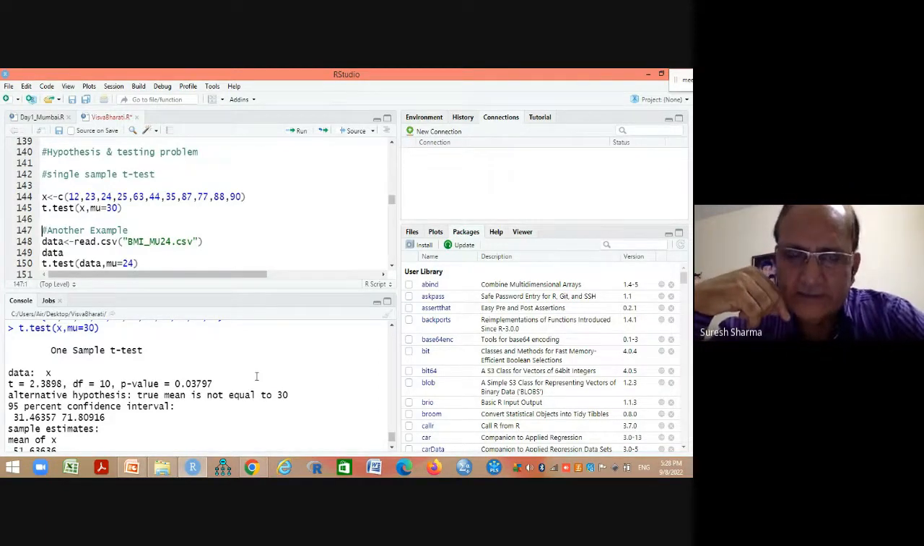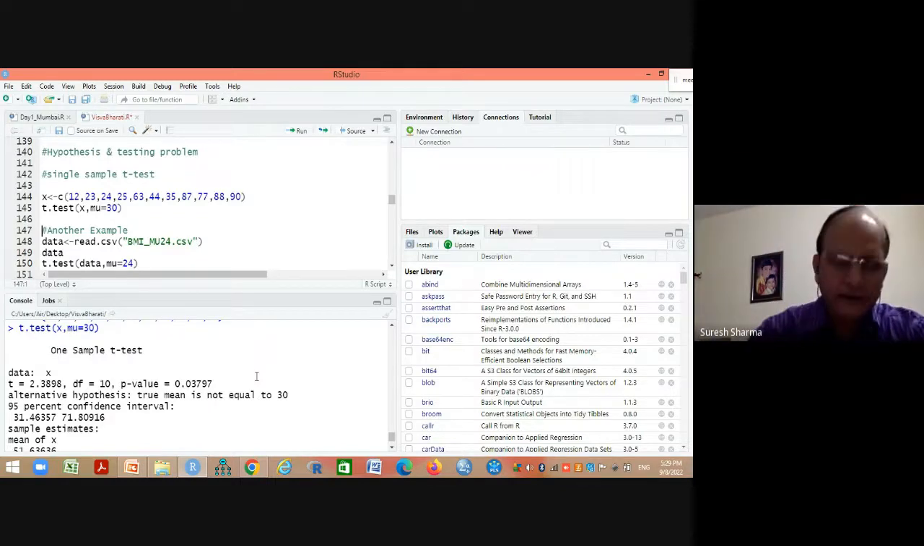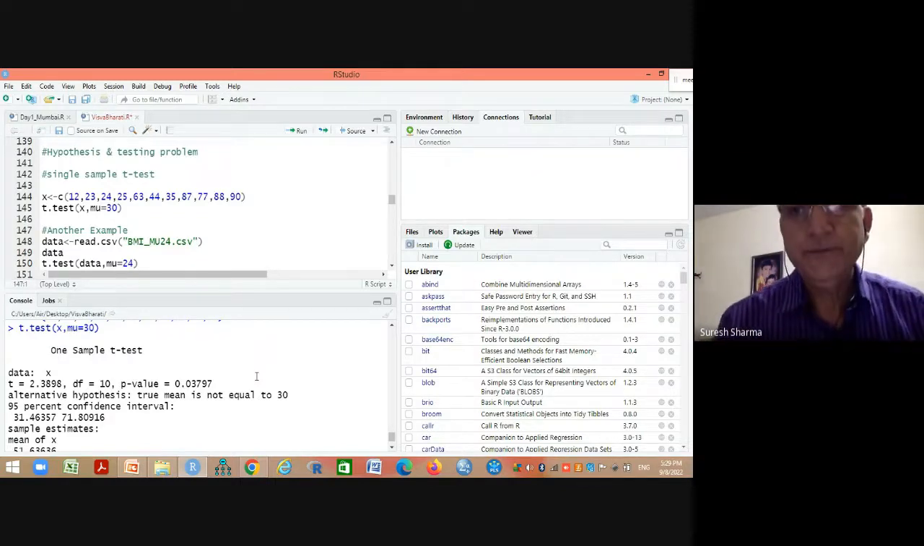And if it is less, hypothesis will be rejected. What was H0? Mu is equal to 30. Alternative, it's different from 30, right? So what is the correct answer? Correct answer is yes, hypothesis has been rejected. So mean age is not 30 years. It's different from 30 years.